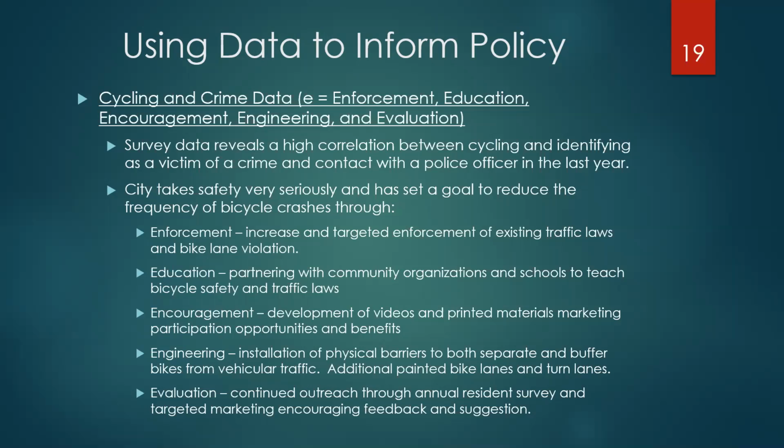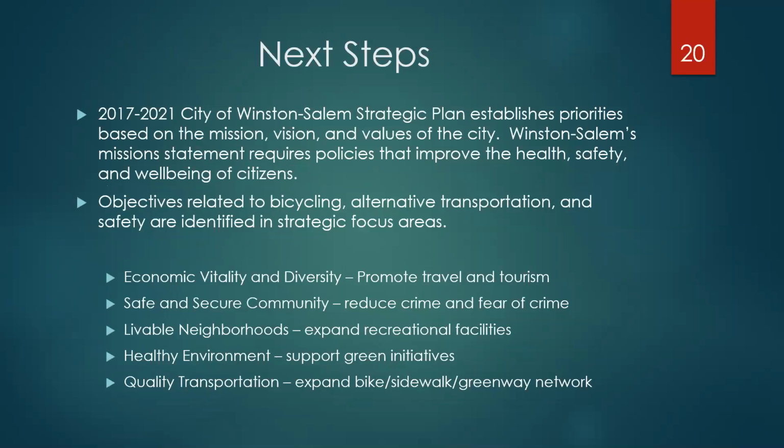Next slide. The city has a strategic plan that has action items that will continue to guide the budget process towards improving cycling in the city. 5 of the 6 focus areas have at least one strategic objective related to improving bike usage. Through policies and strategic planning, the city is committing itself to improving the cycling culture and making the city safer for all people that are interested in alternative transportation.